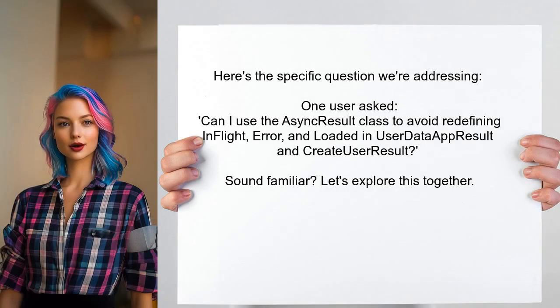Here's the specific question we're addressing. One user asked if it's possible to use the async result class to avoid redefining inflight, error, and loaded in both user data app result and create user result. Sound familiar? Let's explore this together.